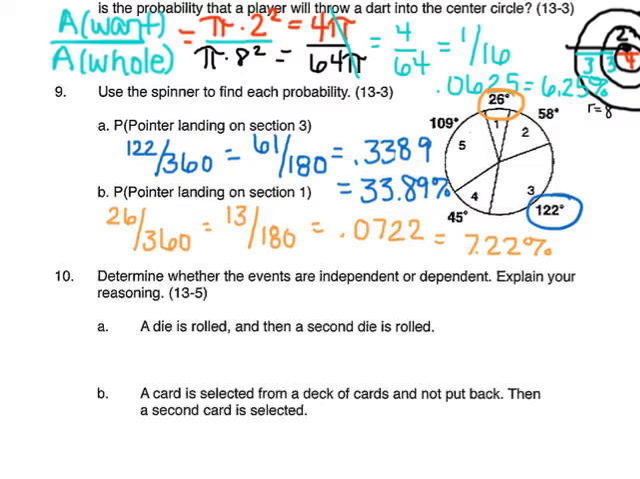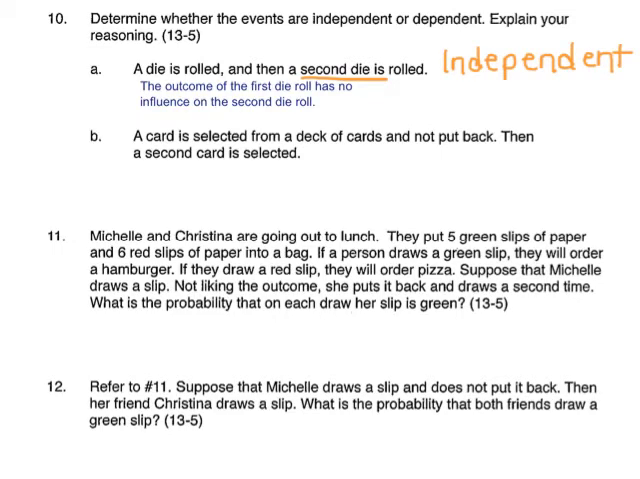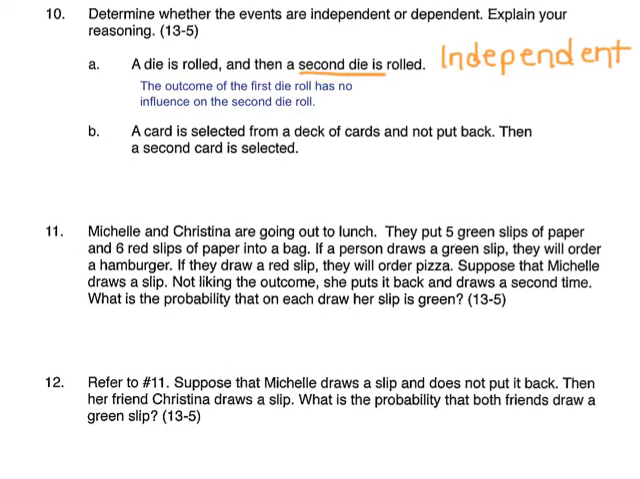Okay, let's head down to independent or dependent. A die is rolled and then a second die is rolled. Well, the outcome of the second die really has nothing to do with what happened on the first die. So these would be independent. And for your reasoning, I would say something along the lines of the outcome of the first die roll has no influence on the second die roll. Rolling the first die has nothing to do with the second one.